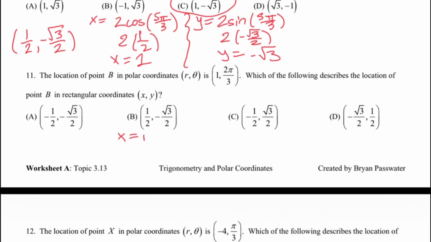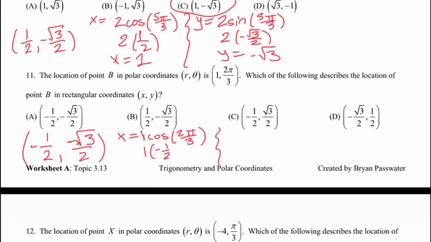X is equal to 1 cosine 2 pi over 3. 2 pi over 3 times 4, that's 8 pi over 12. So that's in quadrant 2. You still have pi over 3, so 1/2, square root of 3 over 2. Because we're in quadrant 2, only the x value is negative, so that's negative there. So 1 times negative 1/2.